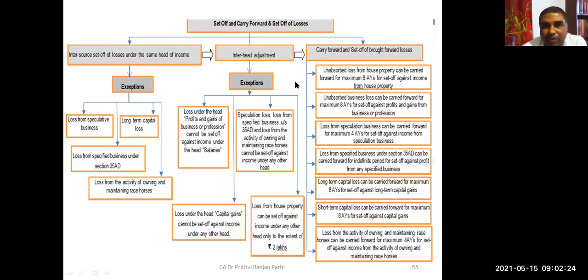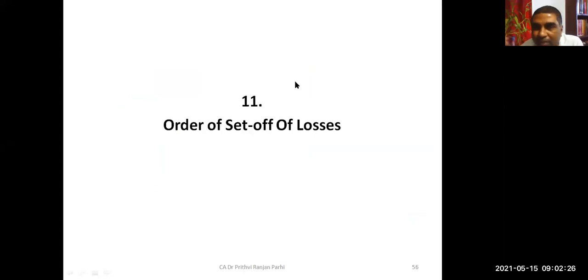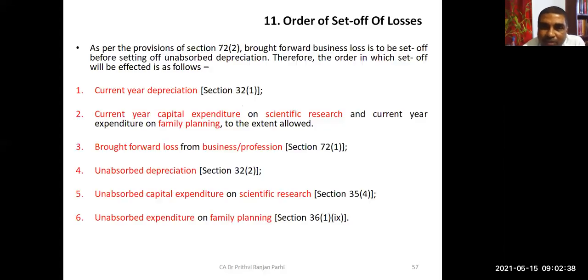Okay, this is the summary of all the exceptions which are important for us. Now friends, we are entering to learn one more related topic, that is order of set off. When there are so many things which are brought forward, how will we be able to set them off? This entire thing is dealt with here. We have to remember this sequence. We have to keep in mind the provisions of section 72(2), which gives us an idea of the order in which we will be able to set off.